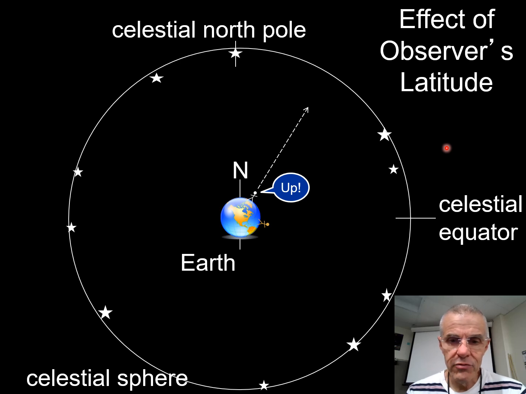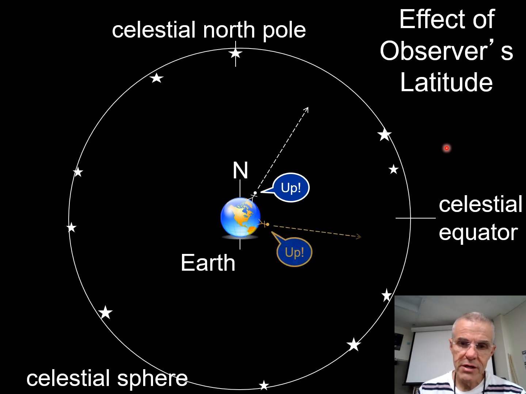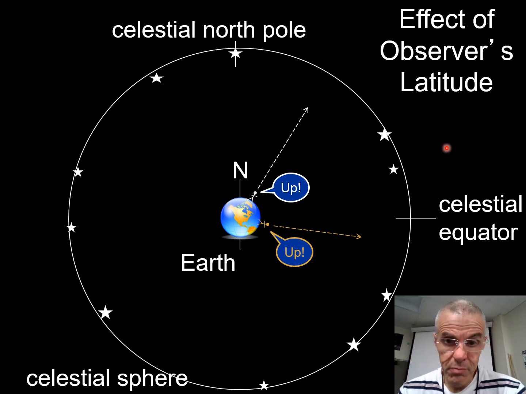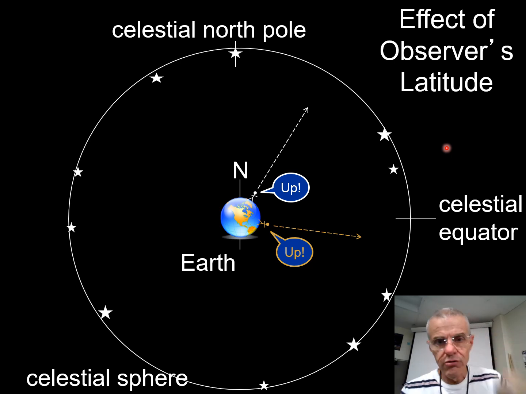Our guy in the northern hemisphere, he points straight up and he says, that way's up. He might be pointing at a certain star. But our other person here in the southern hemisphere, he points straight up. He would be pointing at a different star. There's no way they're pointing at the same star. So where is straight up depends on where you are on Earth. Your latitude is going to control what part of the celestial sphere you're looking at.